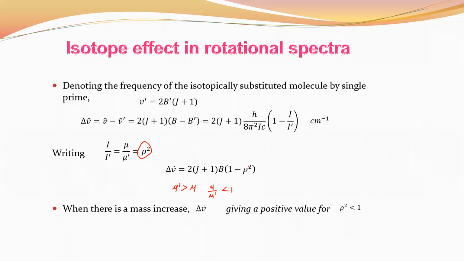Then what happened? If it is less than 1, 1 minus rho square is a positive quantity. Then delta nu is giving a positive quantity. It means the frequency change is positive. Then there must be some increase in the positions of different lines corresponding to each J.